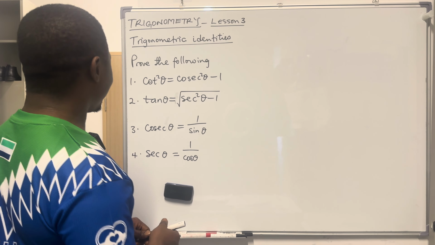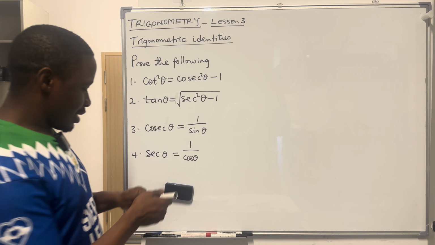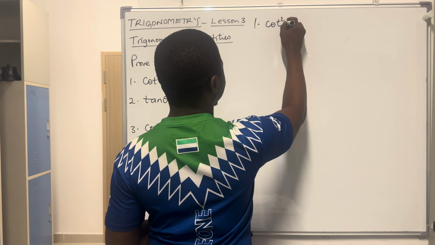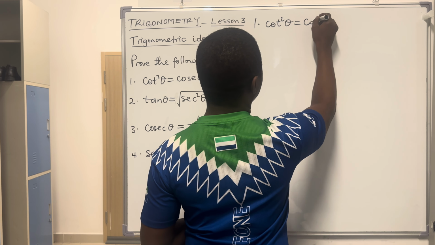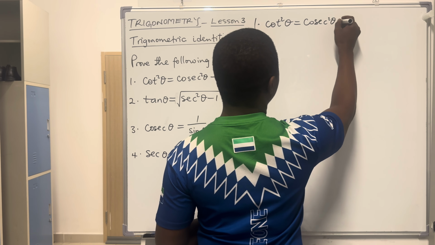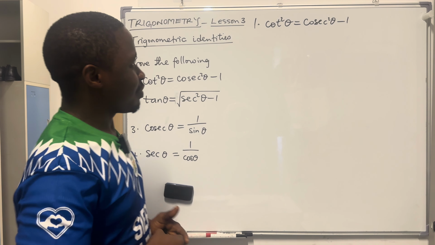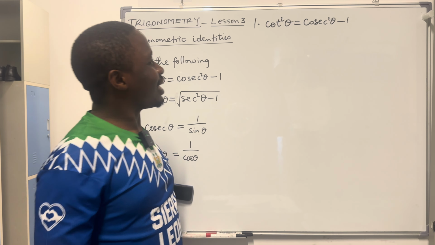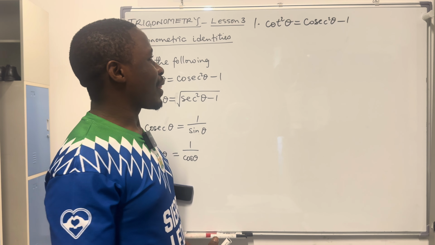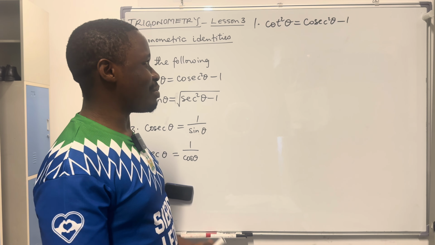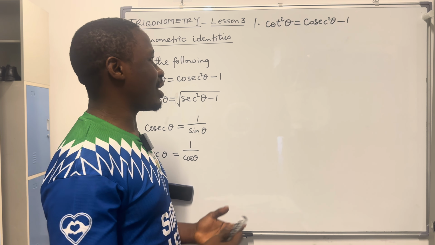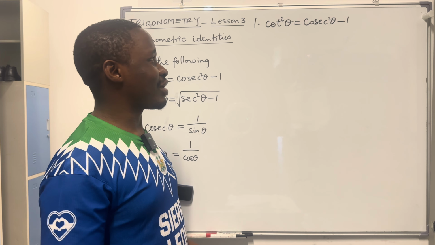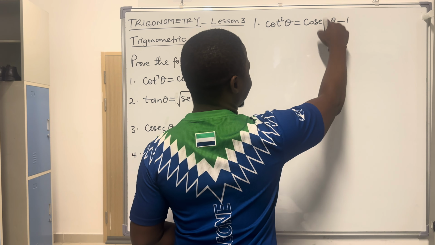Okay, we want to prove the following. The first one says cot square theta is equal to cosec square theta minus 1. All right, we want to prove this identity. So for beginners, it seems like it's difficult, but just be patient and be attentive, then you'll be able to capture everything. And if you are interested in copying, then you can pause the video and go along and copy.